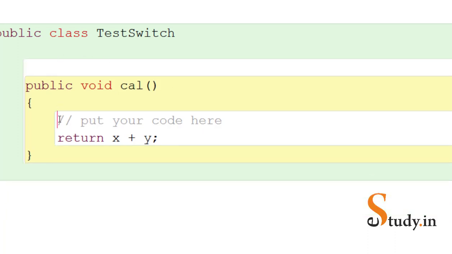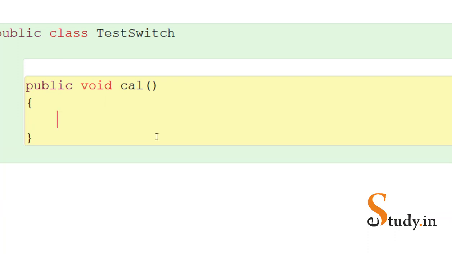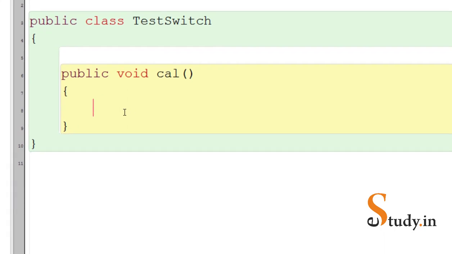Okay, now this is a very simple program in which we're just going to learn how to use switch case. So switch case is a decision making concept. That means if you want to make a decision whether to do this or to take another course of action, in that case you can use switch case.